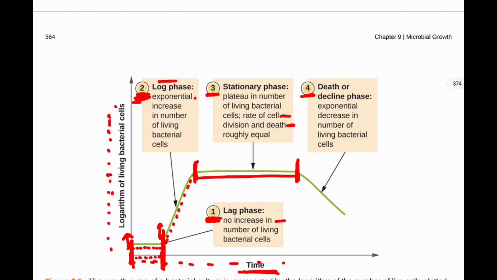Then we have our stationary phase right here, where we have this plateau. We have the same number of cells dividing as we do dying. And then the phase we just talked about, which is the death phase or the decline phase. So we have our exponential decrease in the number of cells. So we just see this go all the way down until eventually we hit zero and the entire culture is dead because there aren't any more nutrients for it, and there's such a buildup of toxic waste products that the cells can no longer live.